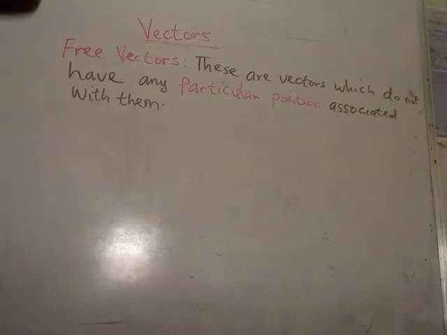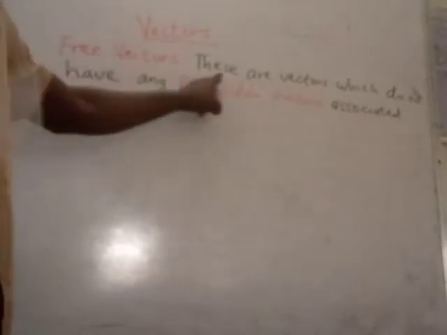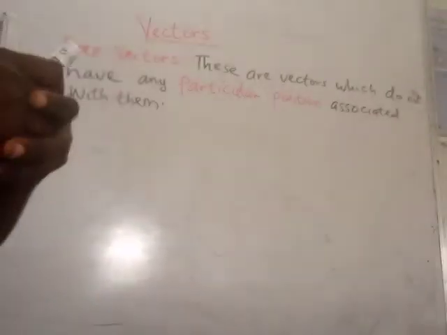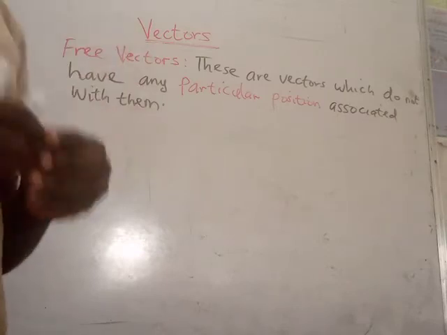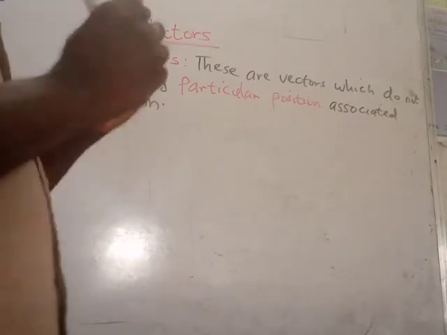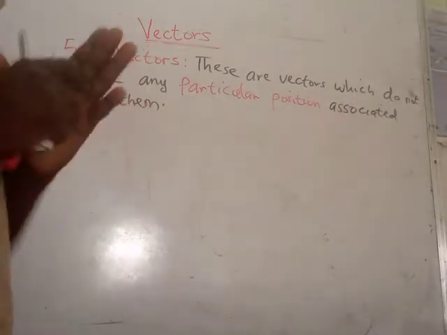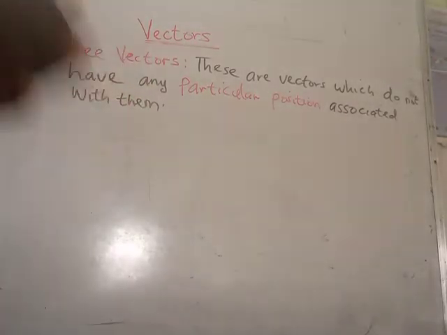Free vectors. Free vectors are vectors which do not have any particular position associated with them. So you cannot determine or state their particular position. So these kind of vectors are referred to as free vectors.